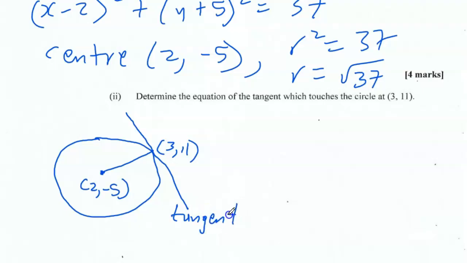And the equation of a tangent is in the form y equal mx plus c. So for the tangent we need a gradient. But first we need the gradient for the radius. Let's find the gradient for the radius.